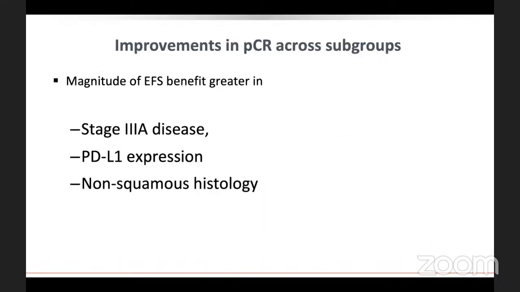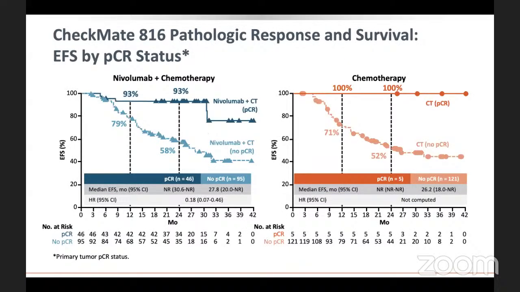And there was improvement in PATH-CR across the subgroups, and it was seen that the magnitude of the event-free survival was greater in those who had stage 3A disease, had higher PDL1 expression and non-squamous histology. And what this trial showed was also that the pathological response and survival correlated with each other, in that patients who had a superior pathological complete response had a higher overall survival.